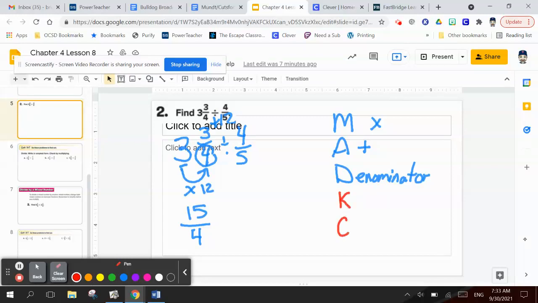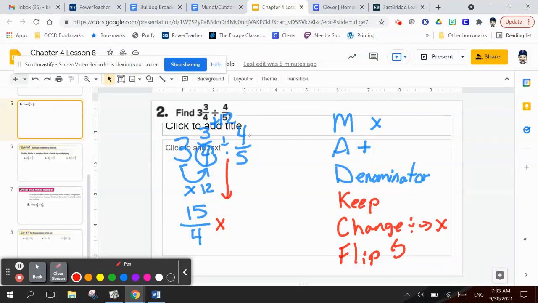Now I have my keep, change, flip. Keep the first fraction the same, 15/4. Change the sign from divide to multiply. And flip the second fraction, right? So 4/5 is now going to be 5/4. So then I multiply. 15 times 5, which is 30, 60, 75. And 4 times 4 is 16.